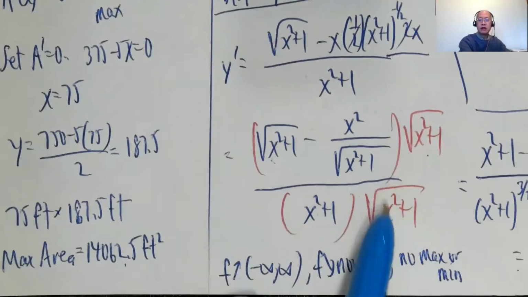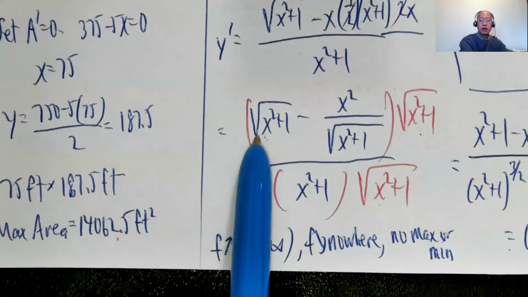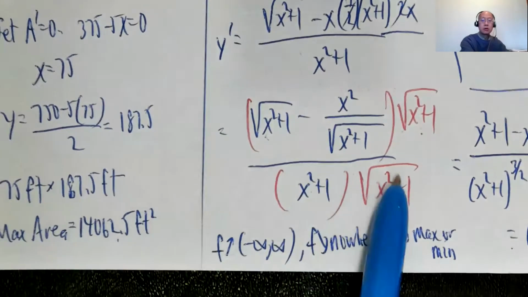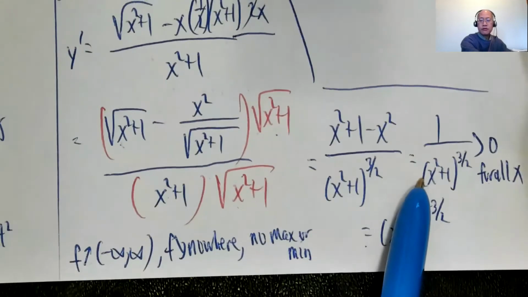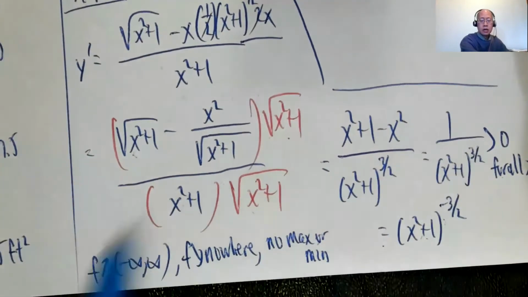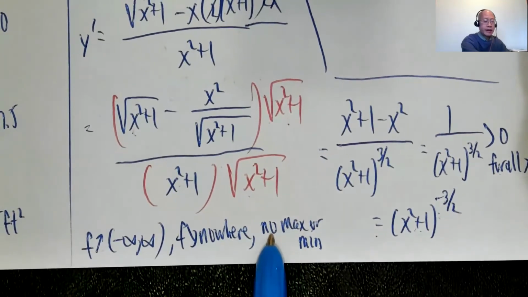Multiply top and bottom by radical x squared plus 1. This is x squared plus 1 minus x squared over (x squared plus 1) to the 3/2 power, which is 1 over (x squared plus 1) to the 3/2. That's always greater than 0. So the function's always increasing, never decreasing, and therefore there's no max or min.